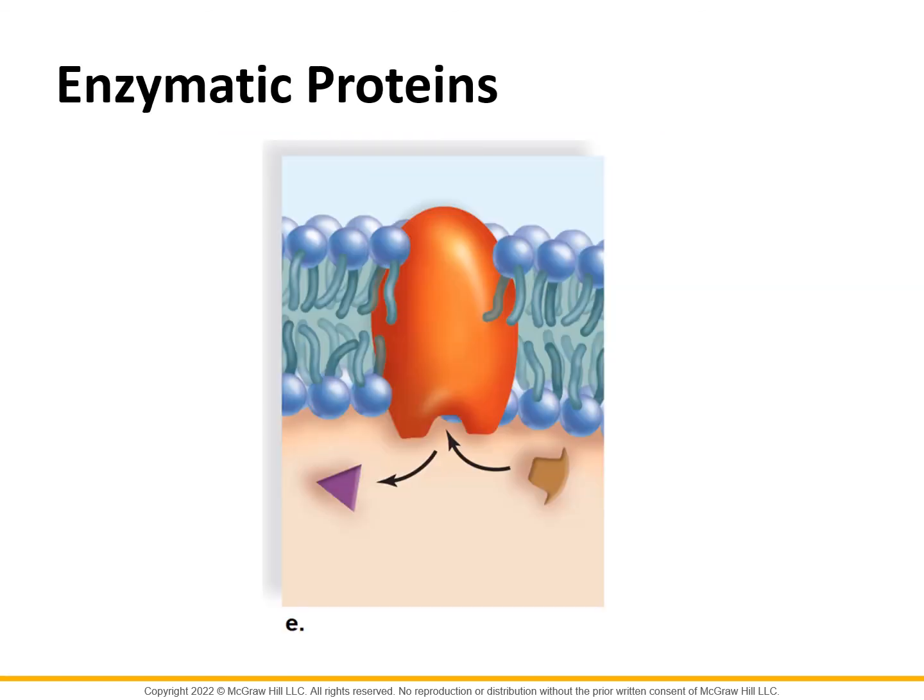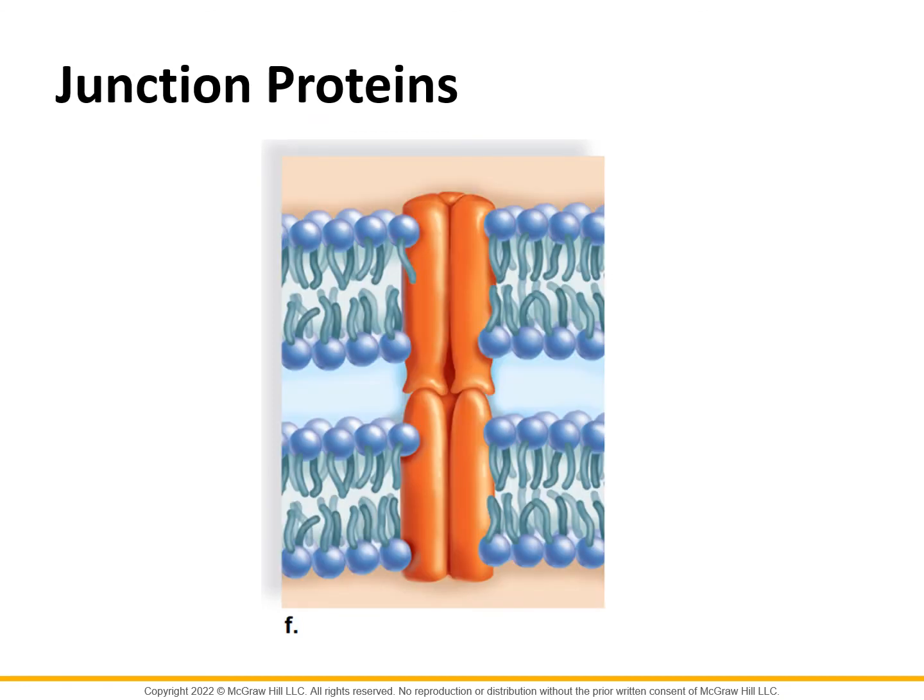Another type of transmembrane protein are enzymatic proteins. And so these are transmembrane proteins, but their main job is to catalyze a reaction, convert a substrate into a product. And we'll talk about enzymes a lot later in the semester. The last group of transmembrane proteins that I want to mention are junction proteins. And junction proteins are used for attachment and communication.